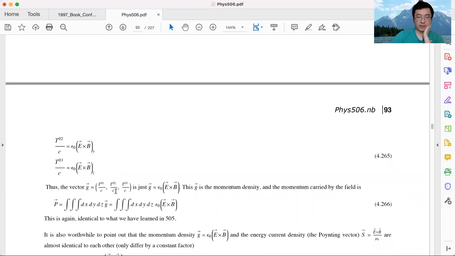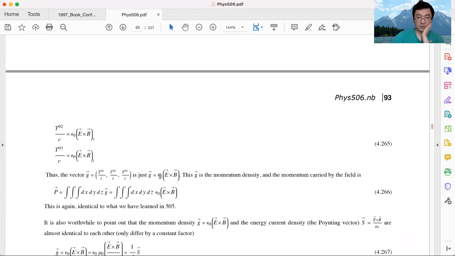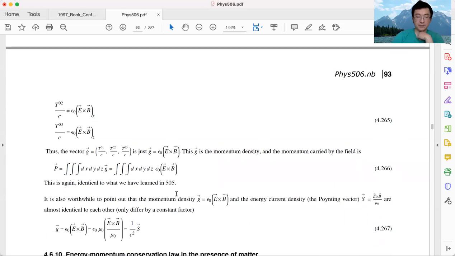So we can combine them together and immediately notice that this G vector, the momentum density vector, is epsilon 0 E cross B. So momentum density is epsilon 0 E cross B. Momentum is the spatial integral of momentum density, so the momentum of my system is the spatial integral of epsilon 0 E cross B. This is the momentum density for EM fields.